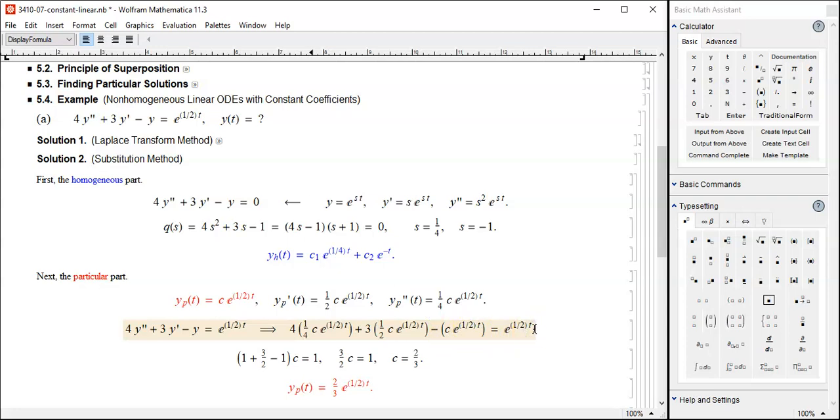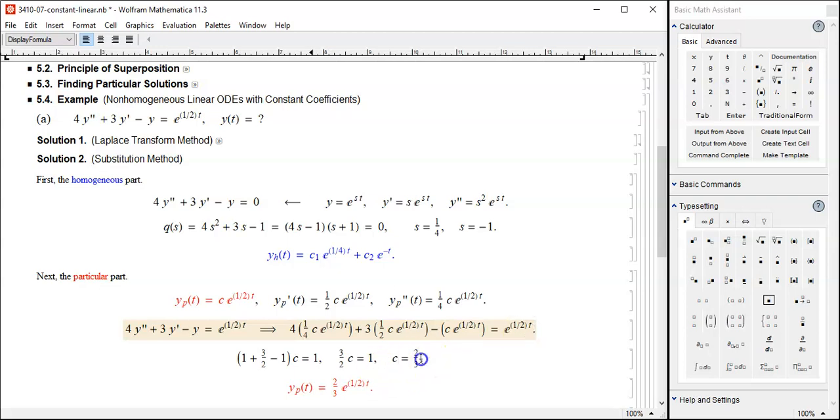And then the right-hand side, e to the 1/2 power of t. Do you see the exponential is common to everything? So you can cancel all those out. Yeah, divide all those exponentials out. Yes, you can, because the exponential is never 0, so you can do that.